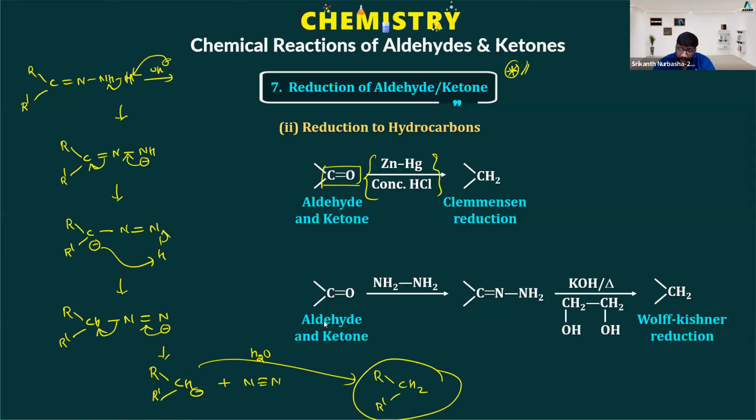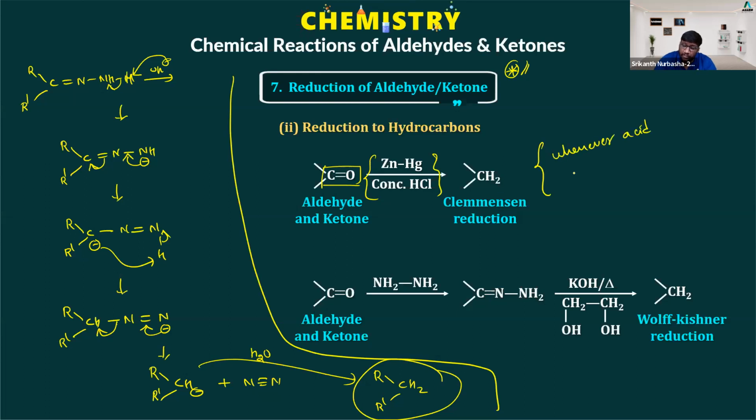R C=O R', that is aldehydes or ketones, treated with zinc amalgam in the presence of concentrated HCl will form the respective alkanes; treated with NH2NH2 followed by KOH on heating in ethylene glycol, they form the respective alkanes. These are nothing but your respective Clemmensen and Wolff-Kishner reductions. Clemmensen reduction you should not use whenever an acid sensitive functional group is there.